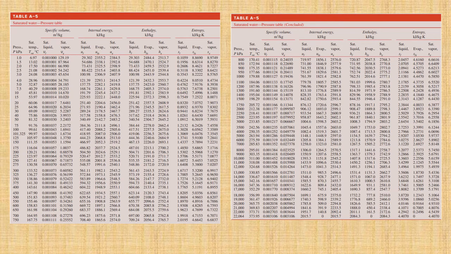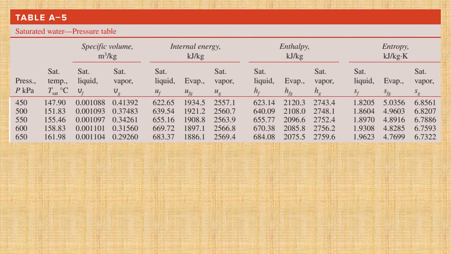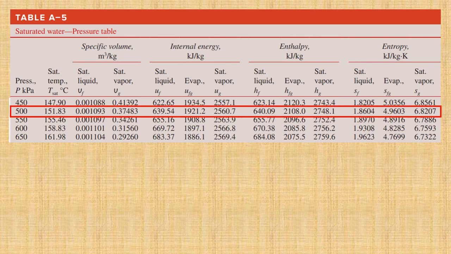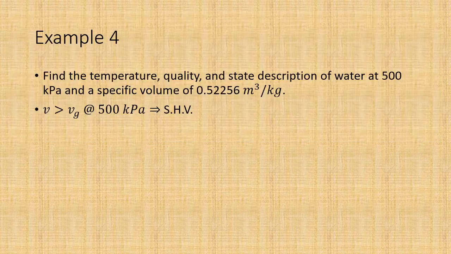The given pressure is in this portion of the table. So let's zoom in for a better view. We look across the row containing the given pressure of 500 kilopascals and notice that the given specific volume V of 0.52256 meters cubed per kilogram is higher than Vg for the given pressure. This means that we have a state description of superheated vapor. Since we have a superheated vapor, the quality is not applicable.